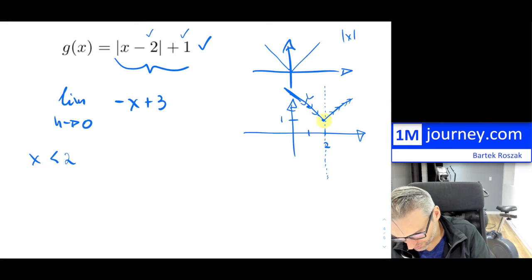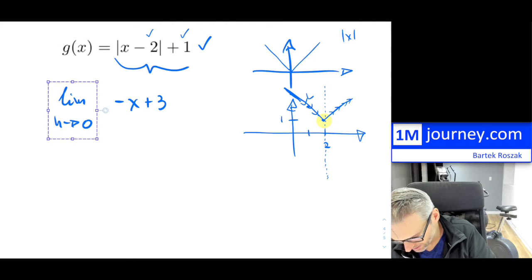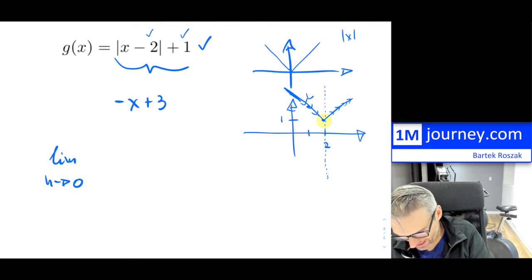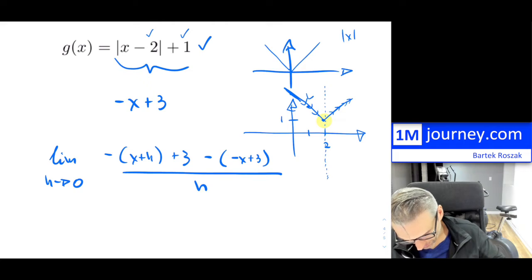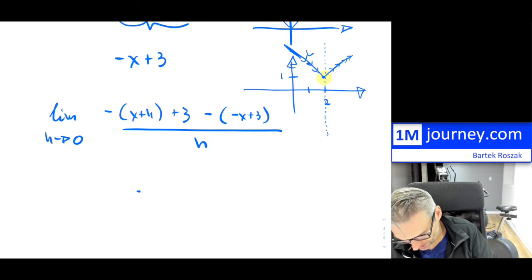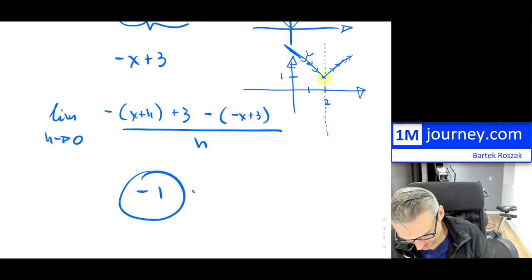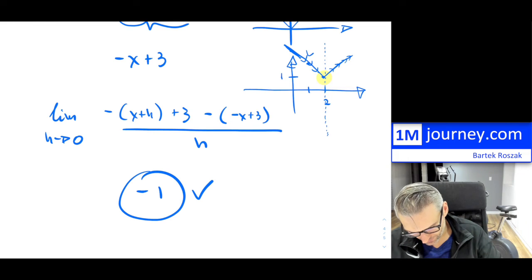So we would have to erase this and make it more meaningful, because the way it's written doesn't make sense here. So we have that. Now I have to take this function and substitute: negative, this is (-(x+h)+3) minus (-x+3), all over h. And if you do this, of course, you're going to get -1, because that's going to be the slope. This is for x less than 2.